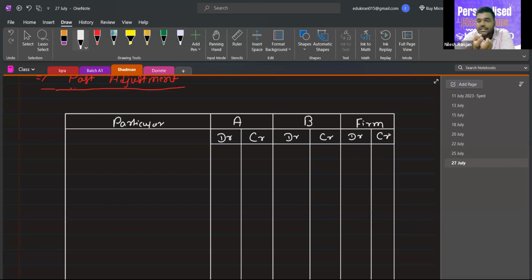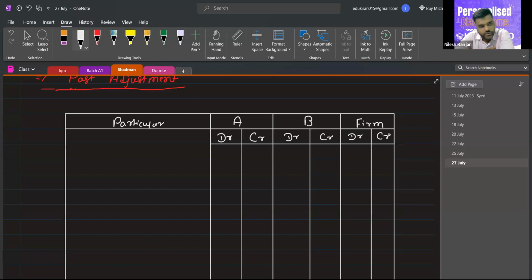Okay, because it is receivable for the firm. Can you repeat? Yes. If we are taking something back from the partner, like we have given interest on capital, we are taking back that interest, not in amount form, just in document form. Here we have to write it. Okay, sir. So we will debit the partner's column and credit the firm's column.